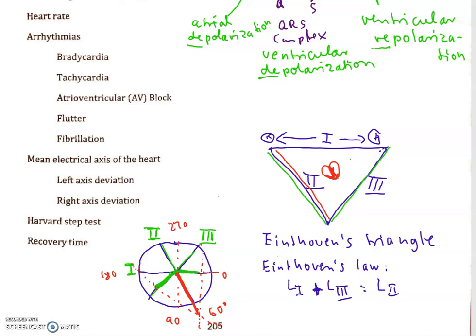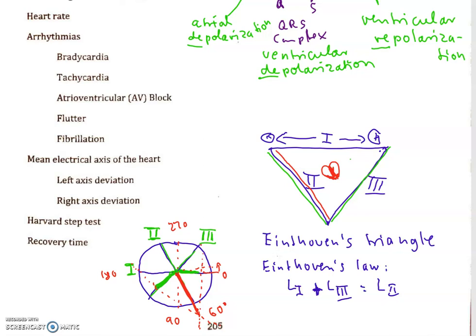If you have a left axis deviation, that means that your mean electric axis is outside of bounds and maybe slightly above the 0 right here. So it could be pointing in this direction. That would be above the 0 in this direction here, and that would be a left axis deviation. That is typically due to right ventricular hypertrophy, and we can talk about that some more when we take a look at the questions in the back.